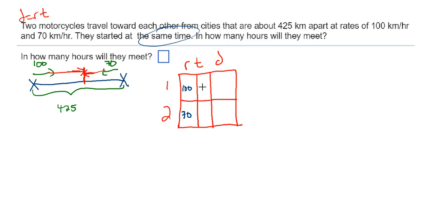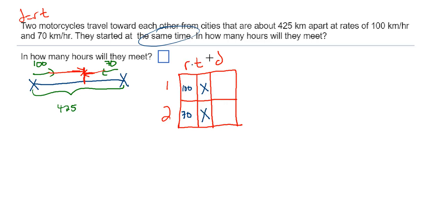So we don't know how long that is, but we'll just call it X for the first motorcyclist. And because they're traveling for the same amount of time, the time for the second motorcyclist will be the same. It'll also be X. So again, in this situation, we don't need two different variables because the unknown value for both of them is the same, so we can use the same variable to represent both of them.